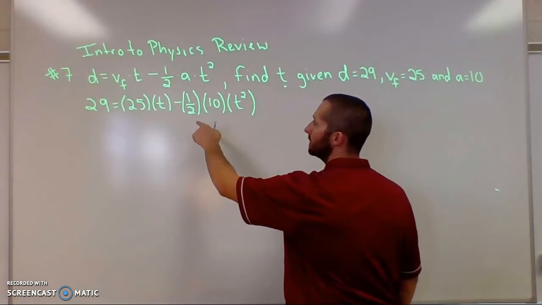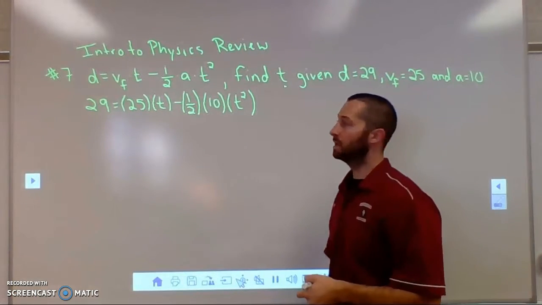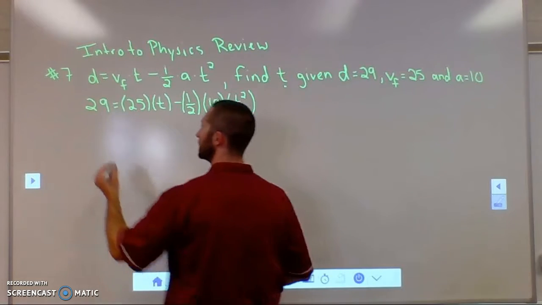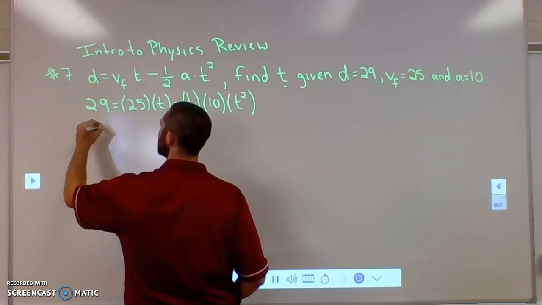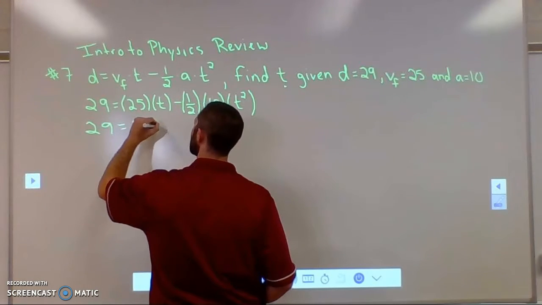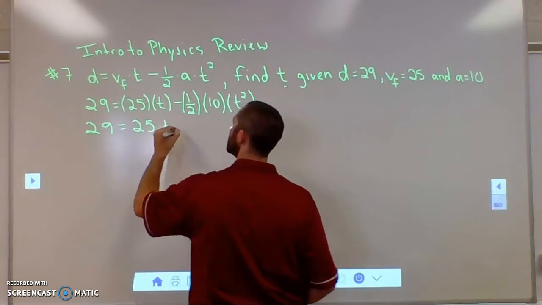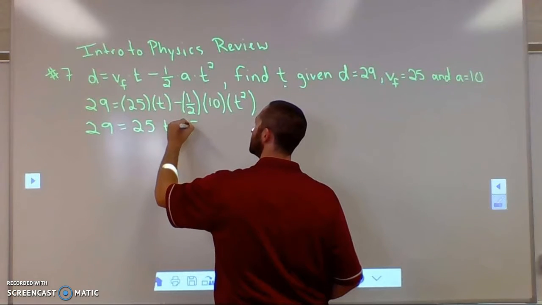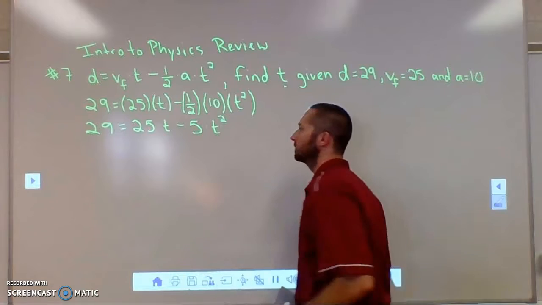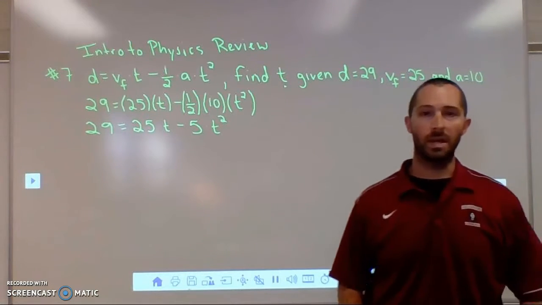The first thing I'm going to do in this problem is 1/2 times 10, and 25 times t is just going to be 25t. So it looks like this: 29 equals 25 times t minus 5 times t squared.